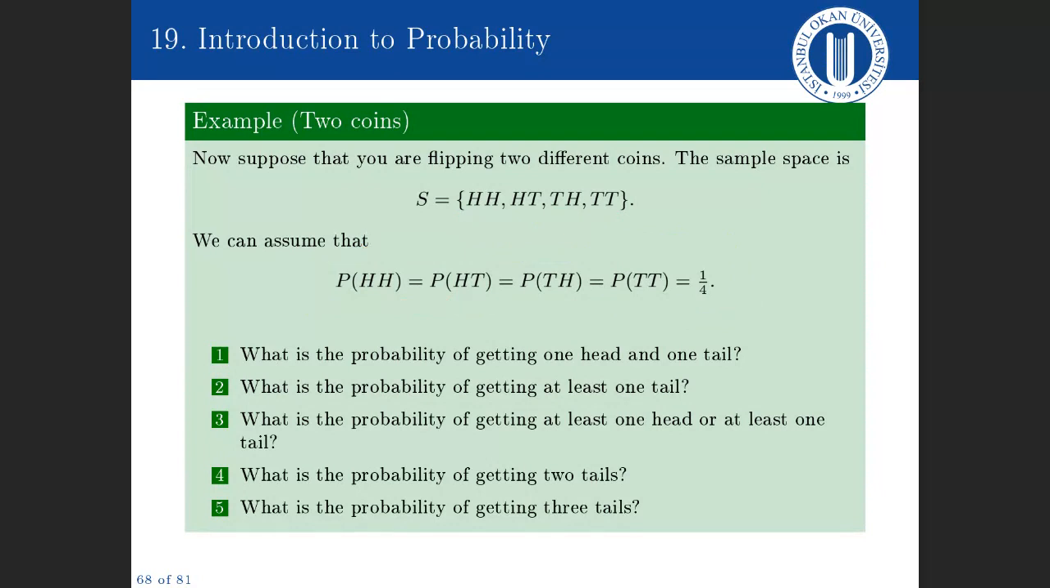Question 1, what is the probability of getting 1 head and 1 tail? Question 2, what is the probability of getting at least 1 tail? Question 3, what is the probability of getting at least 1 head or at least 1 tail? Question 4, what is the probability of getting 2 tails? Question 5, what is the probability of getting 3 tails?